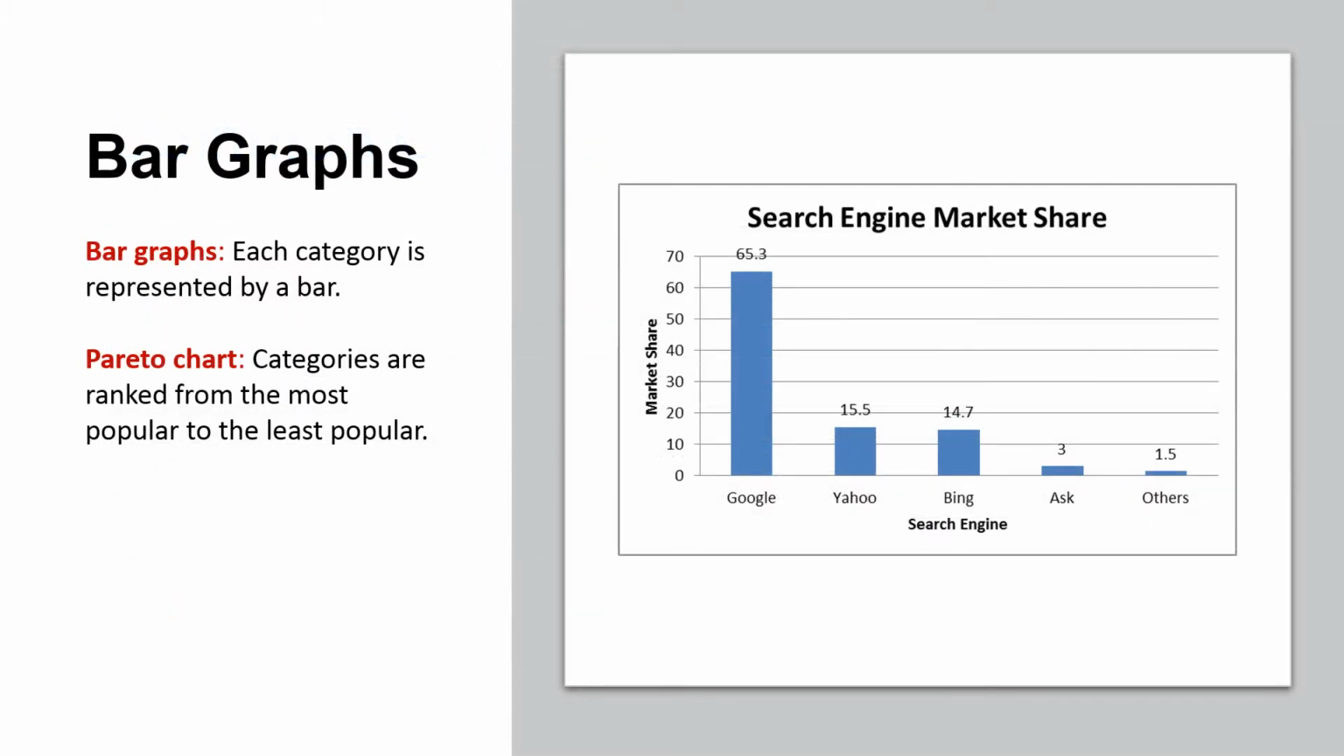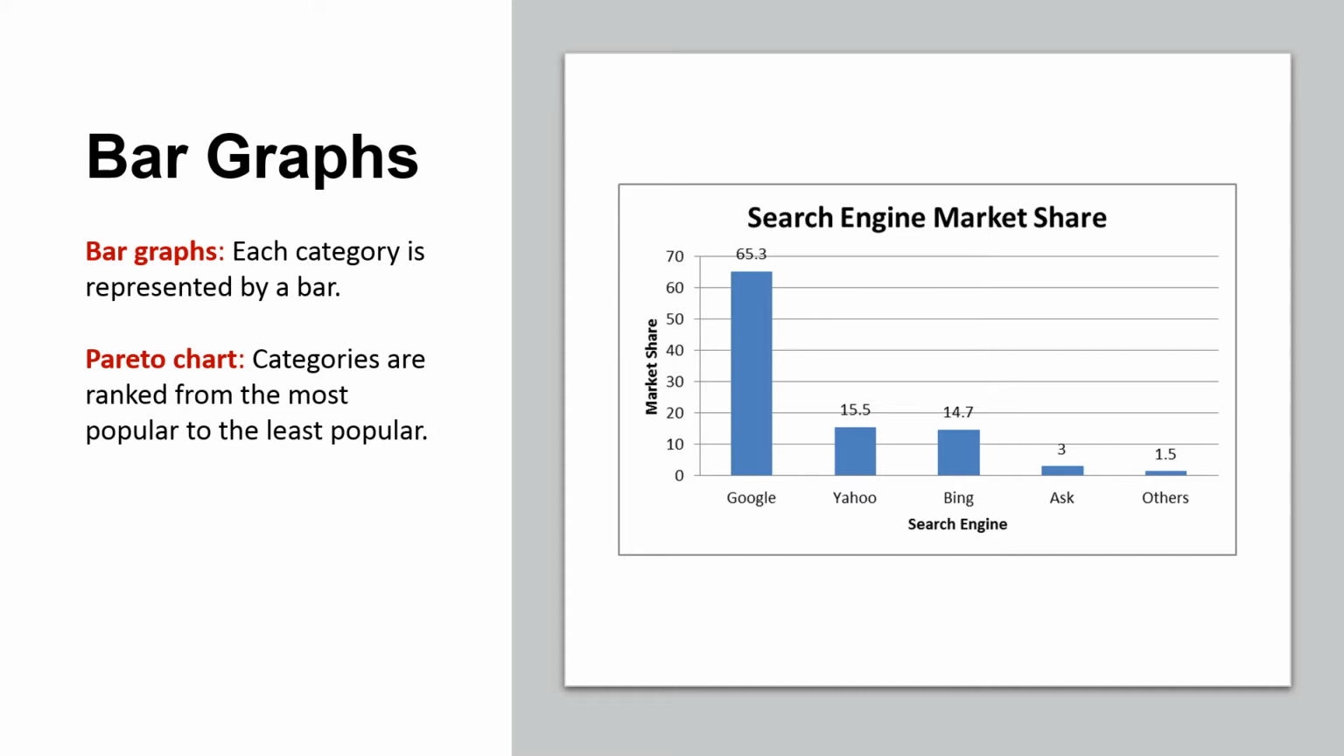A bar graph is also called a bar chart. In the basic version of this graph, each bar represents a category, and the height of the bar represents the count or percentage of each category. The bar graph on this slide shows the search engine market share for different search engines. It shows that Google has the dominant market share in the search engine market, followed by Yahoo and Bing.